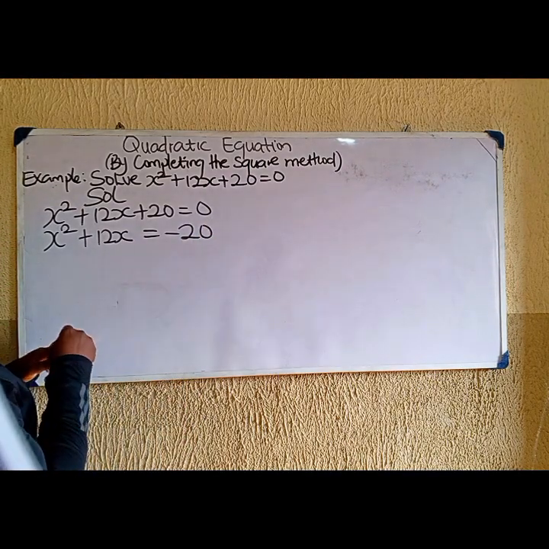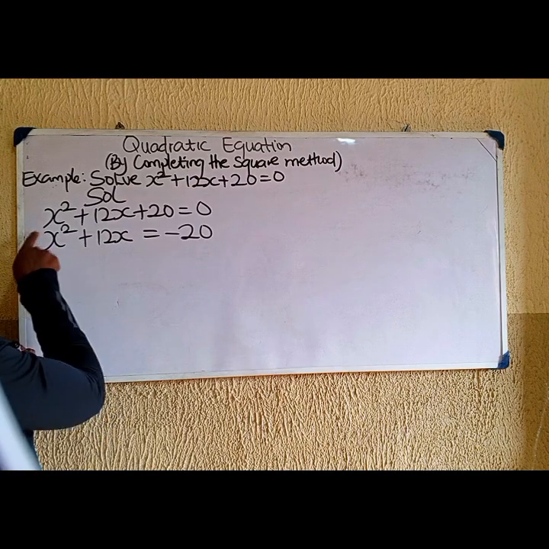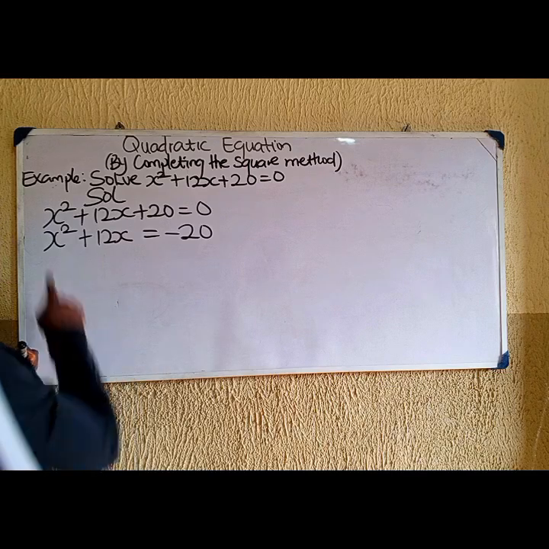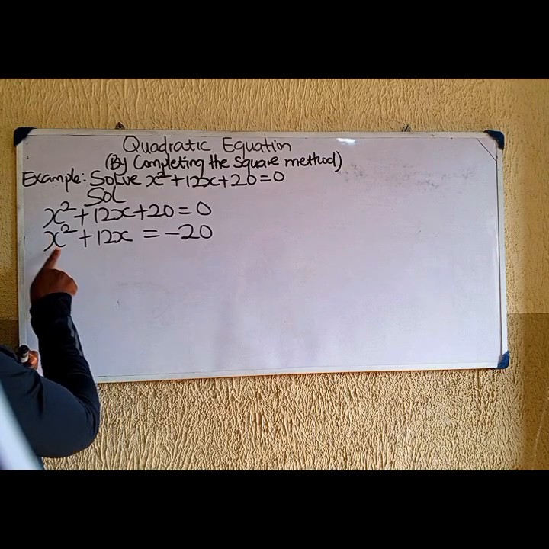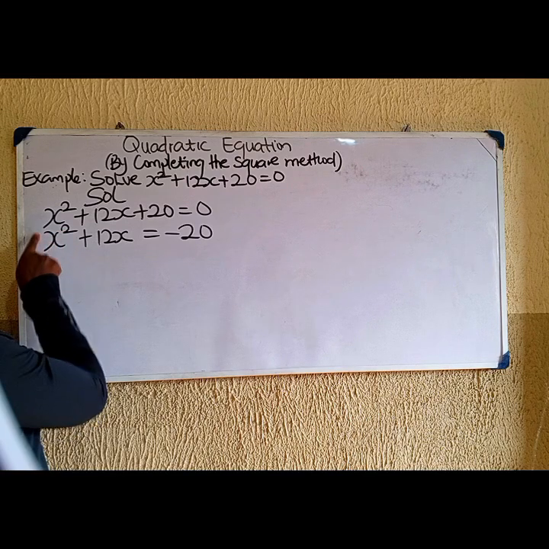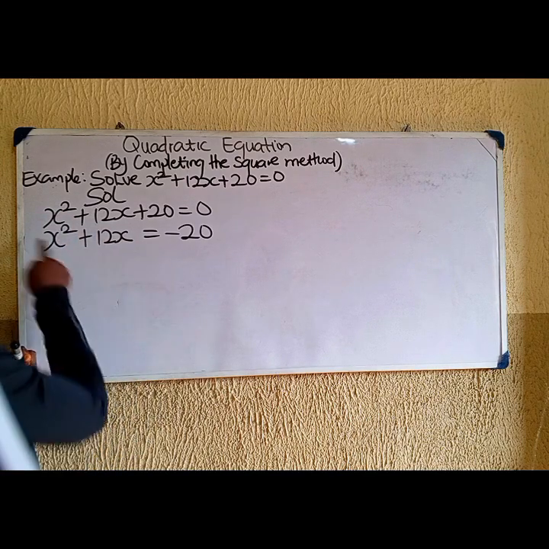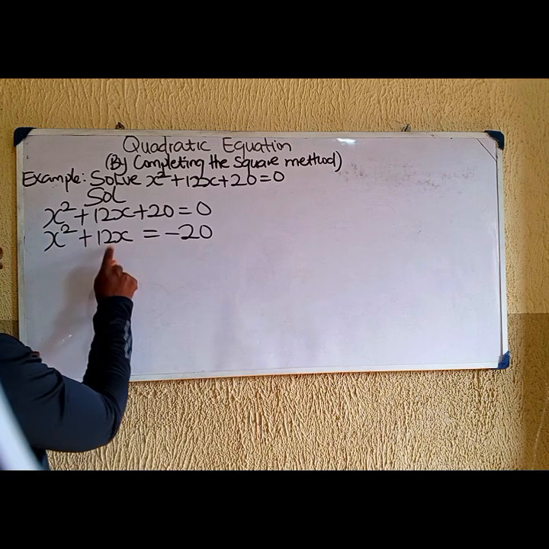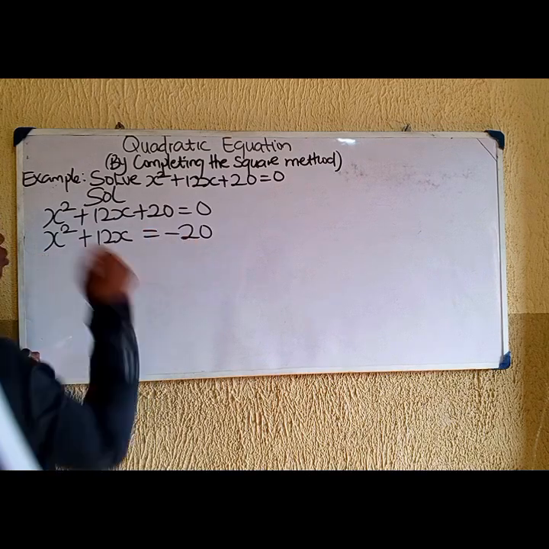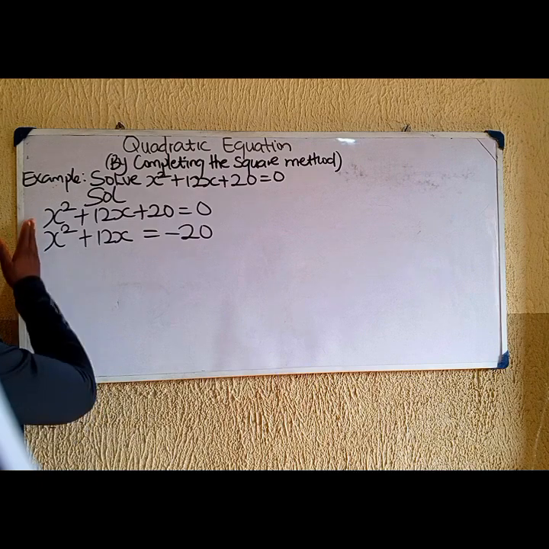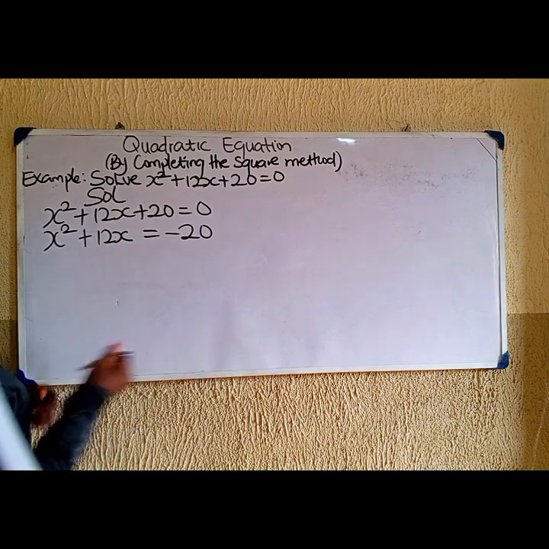Now the next thing is to make the coefficient of x squared equal to 1. But already from the equation, the coefficient of x squared is equal to 1. But assuming there was a 2 here, the coefficient of x squared would be 2, so we would have to divide each of these terms by 2 so that the coefficient will be equal to 1. Since our coefficient here is equal to 1, we move on.